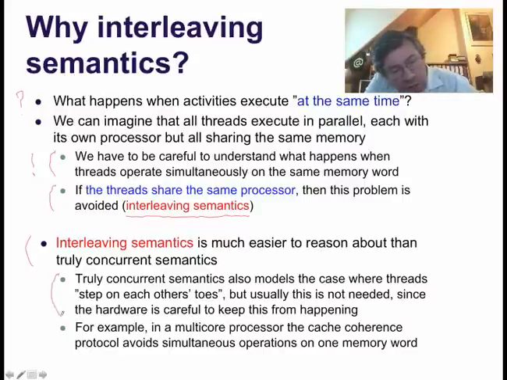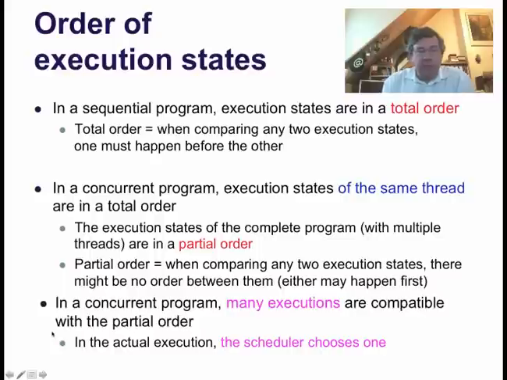Now, usually we don't need truly concurrent semantics, because even in the case when the threads would step on each other's toes, the hardware of the processor will make sure it doesn't happen. For example, in a multi-core processor, we can have several cores. Each core is a processor. Each core is running instructions. If they try to operate on the same memory word at the same time, there is what's called a cache coherence protocol, and there is a well-defined behavior. There's going to be no fighting going on between the threads. Some well-defined interleaving behavior will happen. So interleaving semantics, in fact, is very reasonable, and the hardware makes some effort to maintain this semantics.